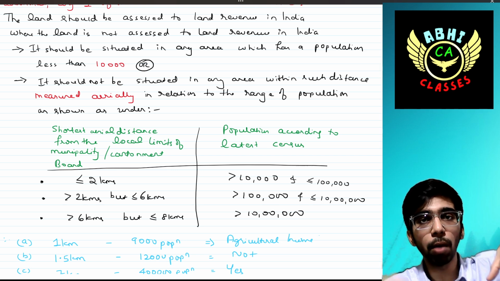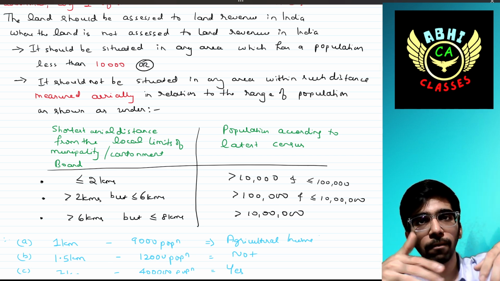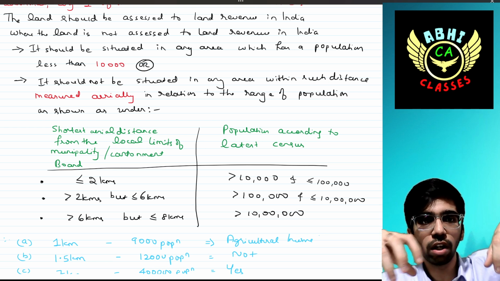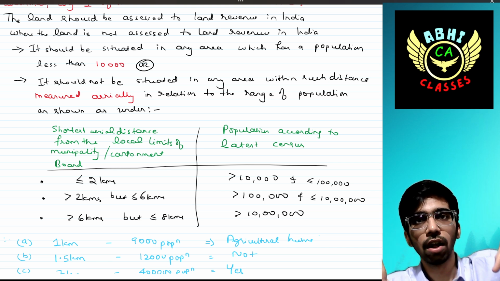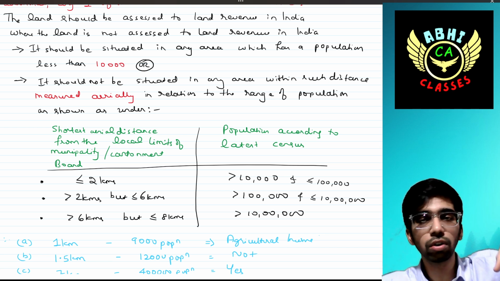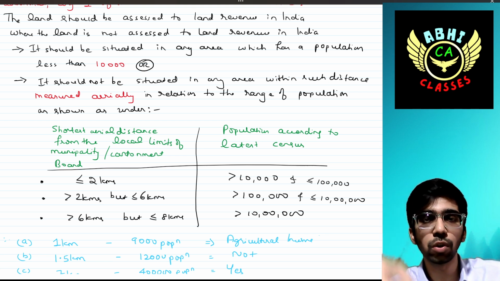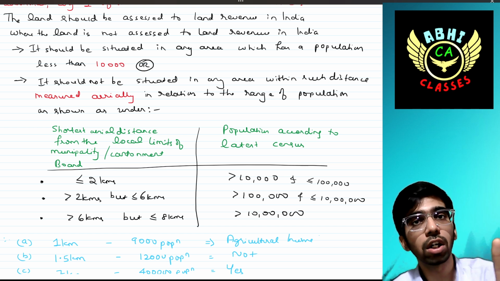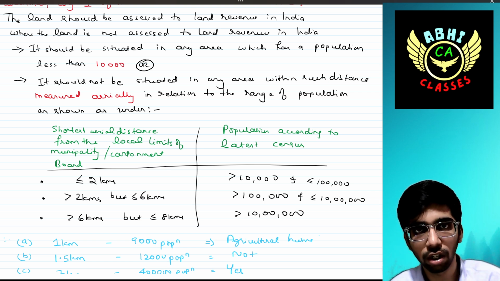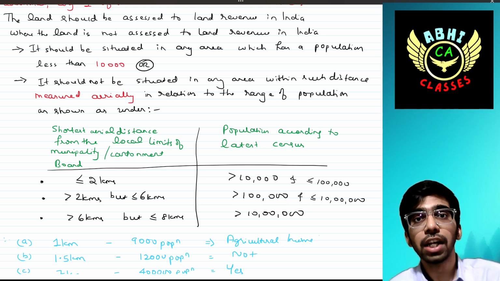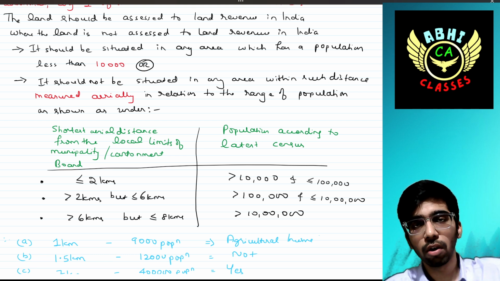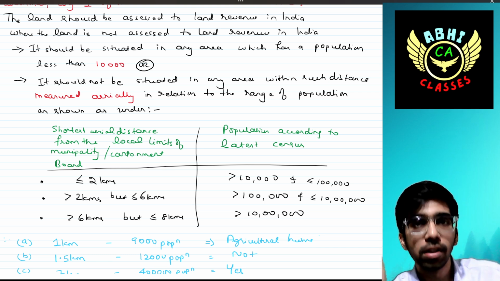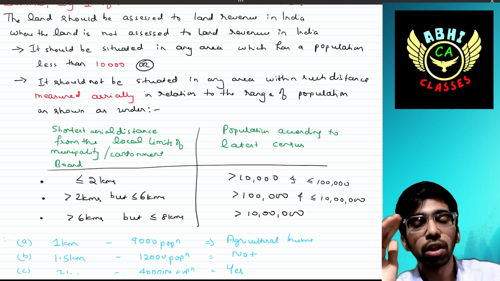For example, if the population is more than 10,000 up to 1 lakh, but the land is situated in the 3rd kilometer, not within 2 kilometers, that is, between 2 and 3 kilometers, then any revenue from it is not treated as business income; it is treated as agricultural income. It should not be situated within 2 kilometers if the locality's population is more than 10,000 and below 1 lakh.